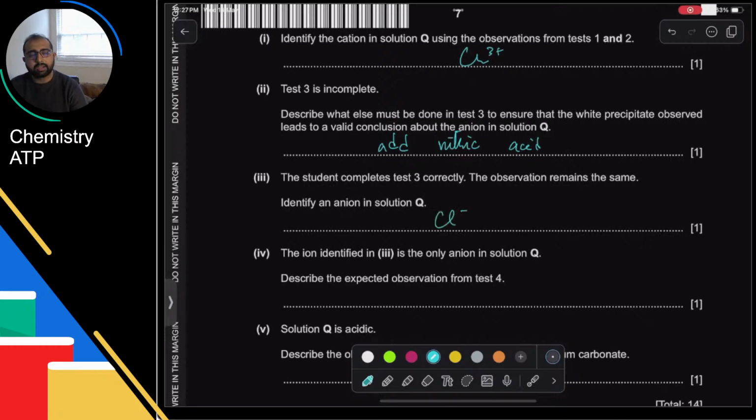Identify the ion. Because they've said identify, you can write the name, you can write the formula. Both of them are acceptable.